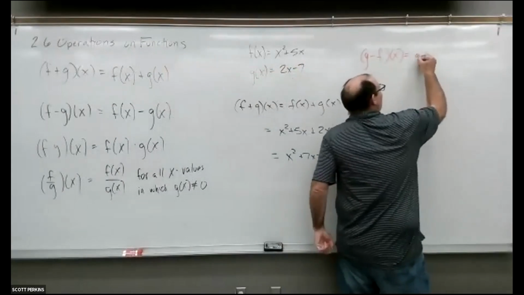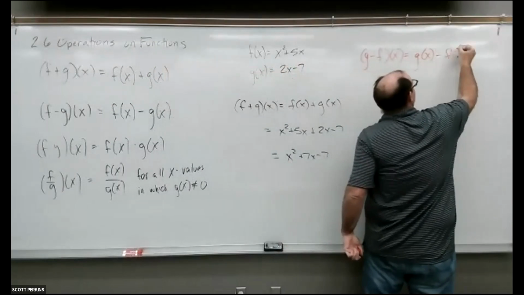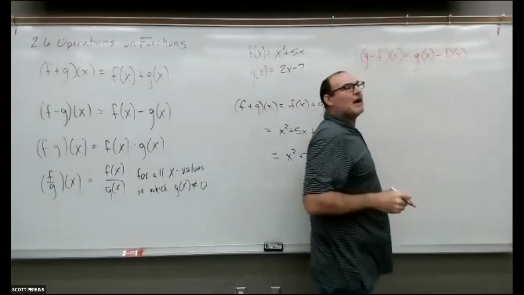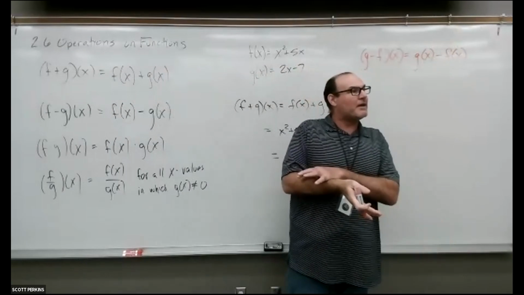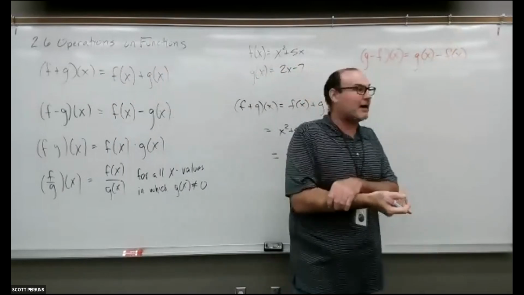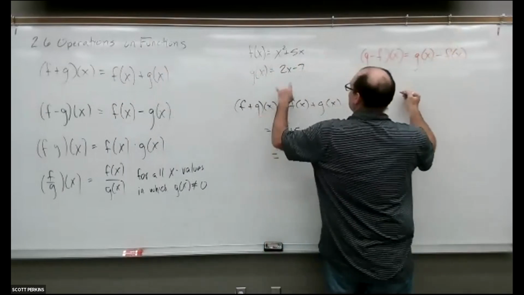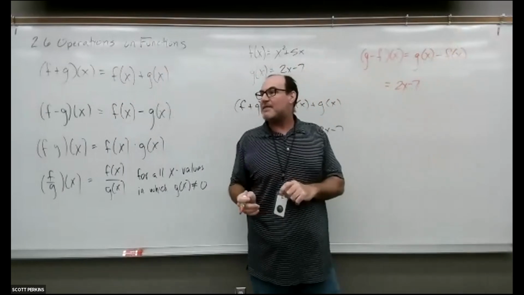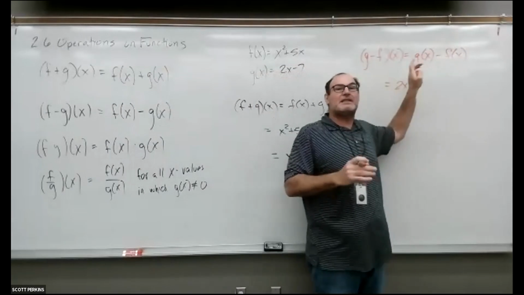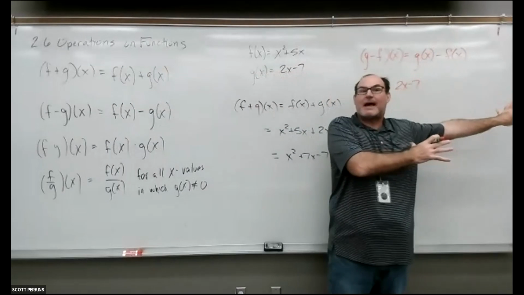So g minus f of x is going to be g of x minus f of x. Notice I put the functions in a different order than previously just to make sure you're still awake. Okay, so the function g is coming first this time. So g of x is 2x minus 7. Here's the thing to remember. This minus sign needs to be distributed to the whole function that comes after.